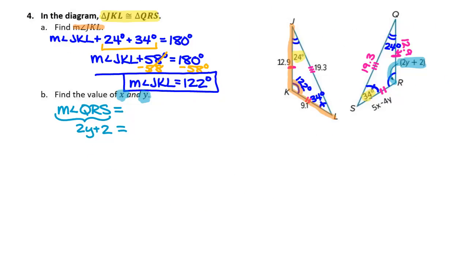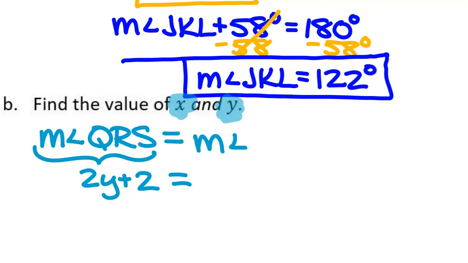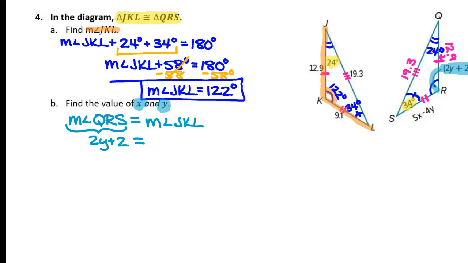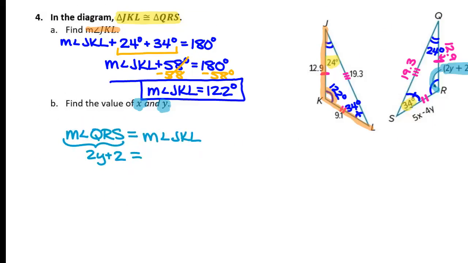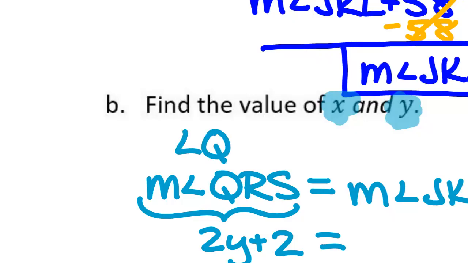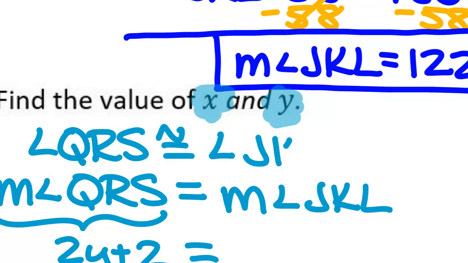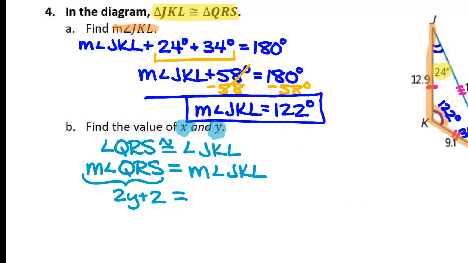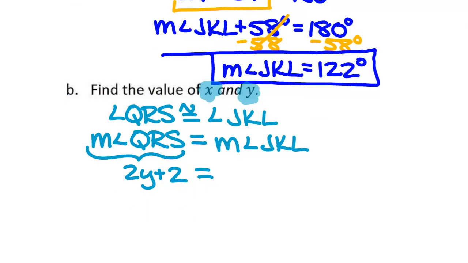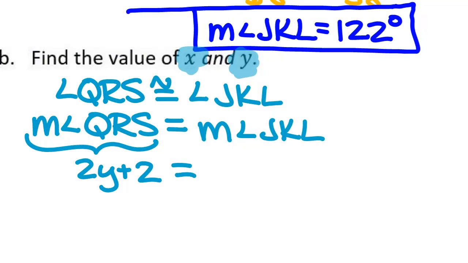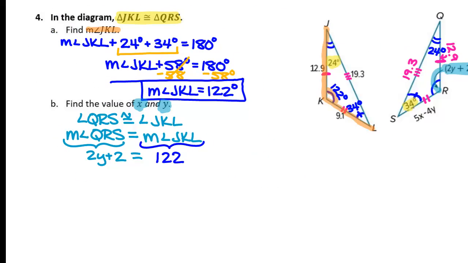And QRS is congruent to what on the other triangle? JKL. So angle QRS is congruent to angle JKL, which means the measurement of angle QRS is equal to the measurement of angle JKL. QRS is 2y plus 2. How big is JKL? 122 degrees. So now I can use this to find y.